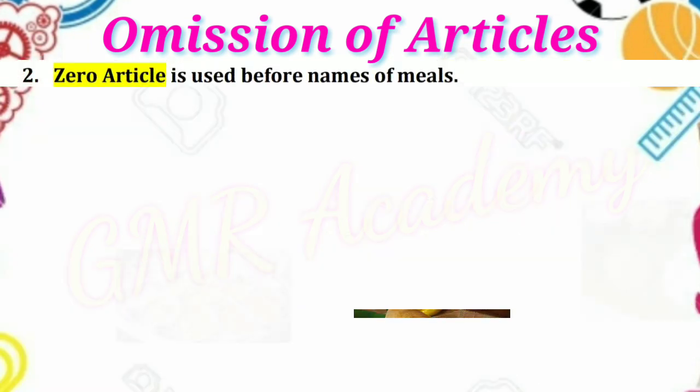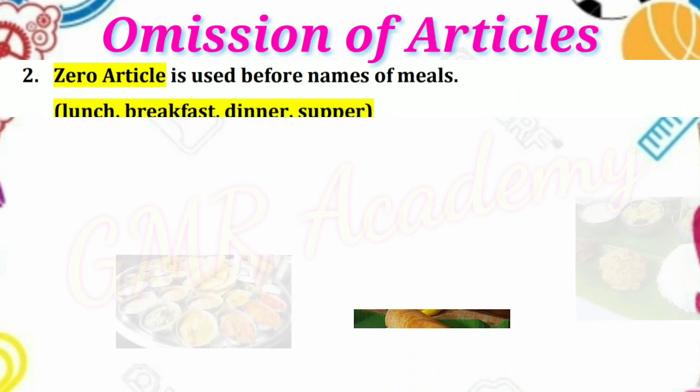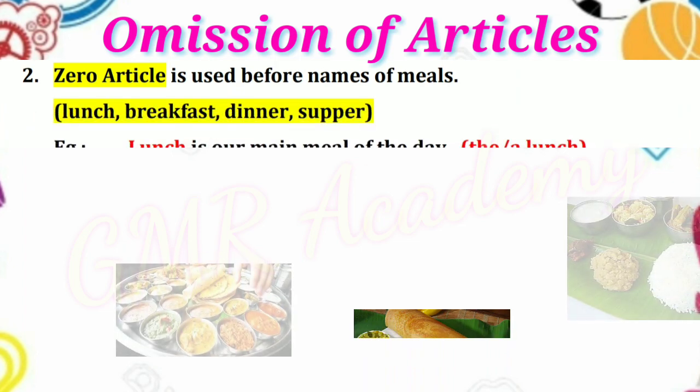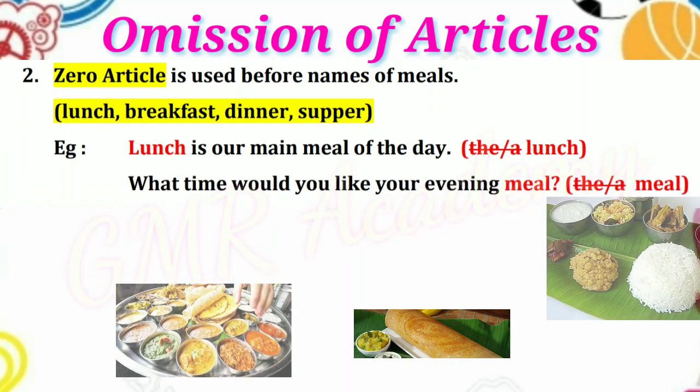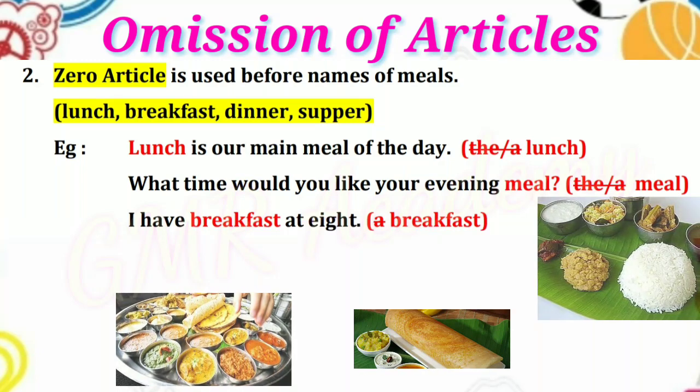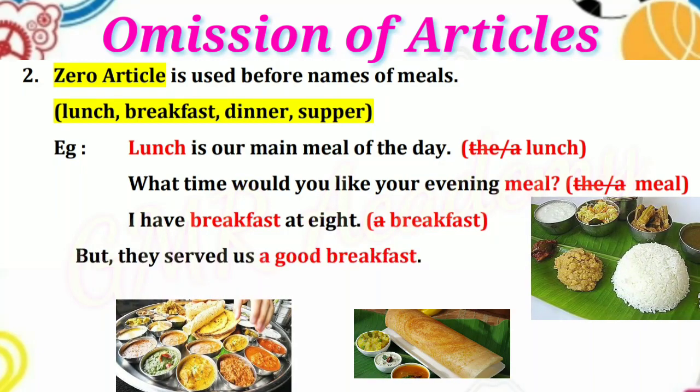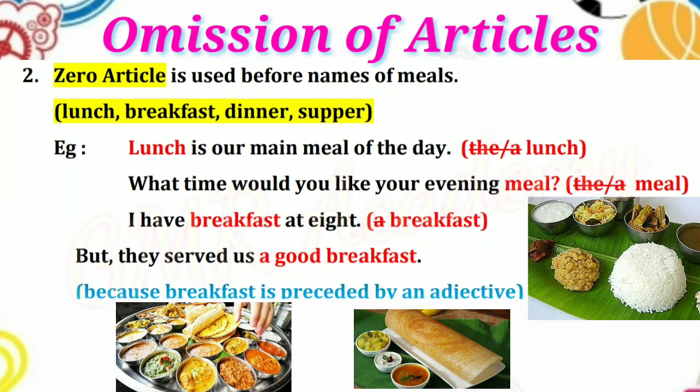Number 2. Zero article is used before names of meals: lunch, breakfast, dinner, supper. Examples: lunch is our main meal of the day. Don't write the lunch or a lunch, because zero article is used. What time would you like your evening meal? Don't write a meal or the meal. I have breakfast at 8. Don't write a breakfast. They served us a good breakfast, because breakfast is preceded by an adjective.